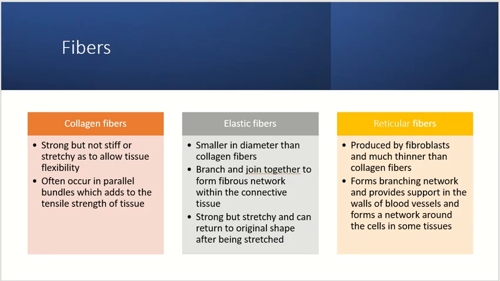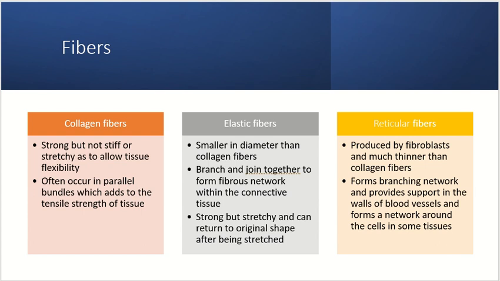Now, the different types of fibers that we're going to find in connective tissue. There are three main fibers: collagen fibers, elastic fibers, and reticular fibers. Collagen fibers are strong, but they're not stiff and they're not stretchy, so they allow for tissue flexibility. These occur in parallel bundles and add to the tensile strength we see for various tissues. I like to think of these like pool noodles. They're flexible, you can bend them, but you can't stretch or compress them. So they do provide a good bit of tensile strength.